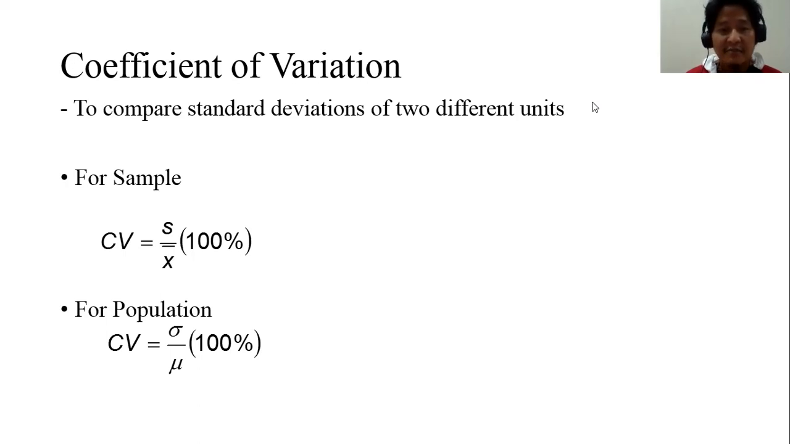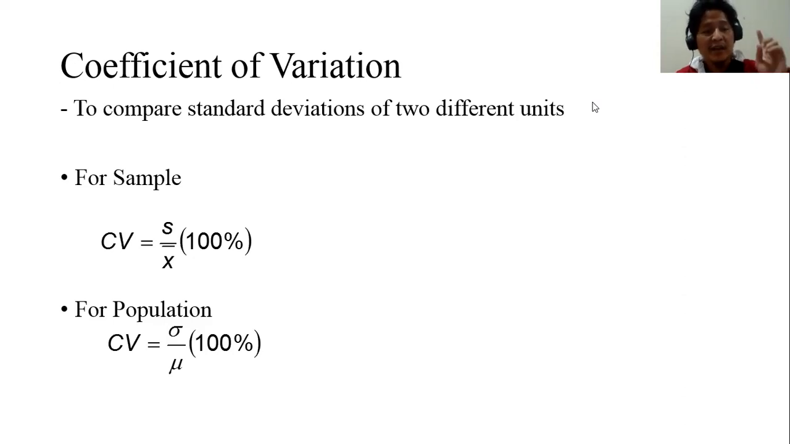So whichever has a bigger coefficient of variation, meaning mas malaki yung kanyang dispersion. So the smaller the coefficient of variation, mas maliit naman yung kanyang pagka-disperse.